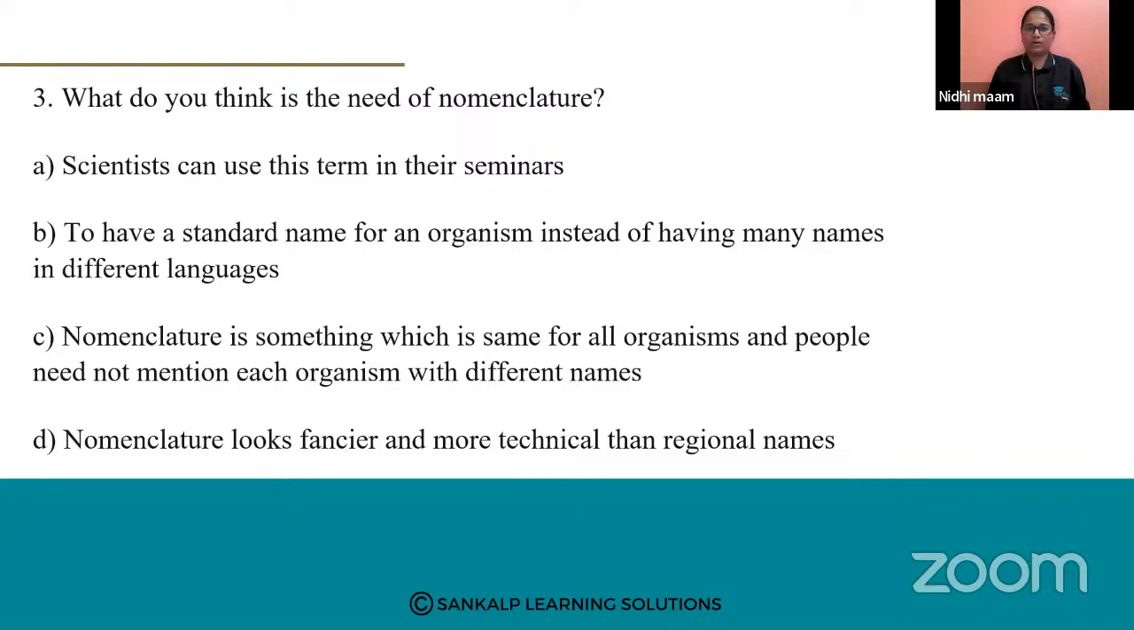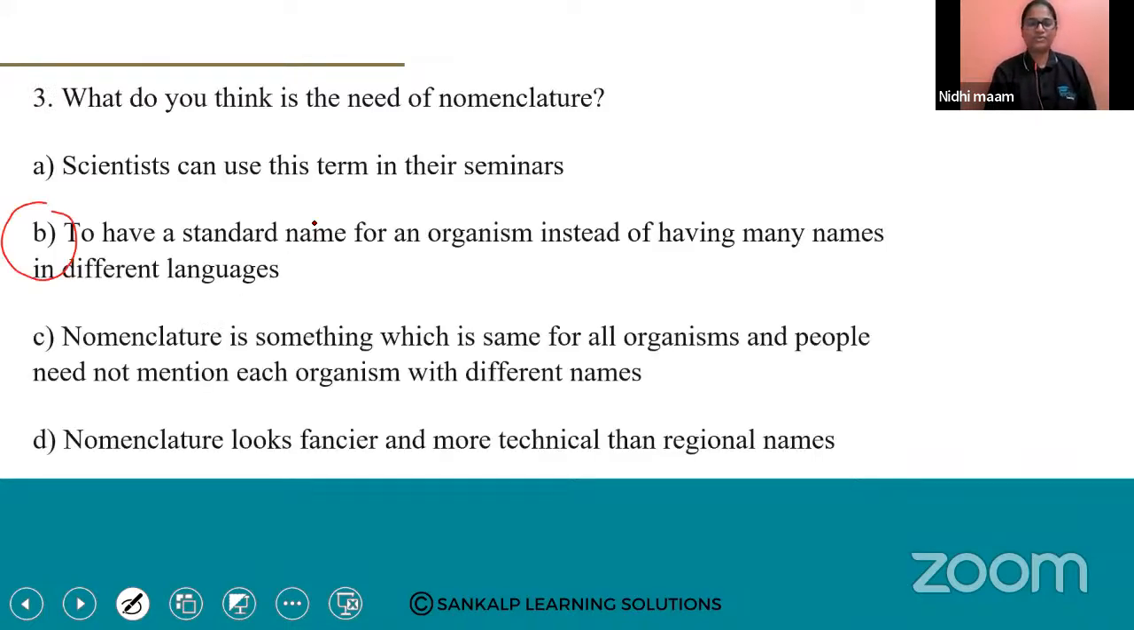What do you think? Why is there a need of nomenclature? The quick response is given by YouTube students. Vaividya and Valentina. Okay. So most of you voted for option B, that is, to have a standard name for an organism instead of having many names in different languages. Let us check the answer. Exactly, option B is the right answer.